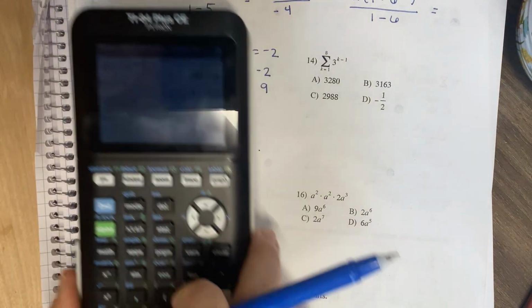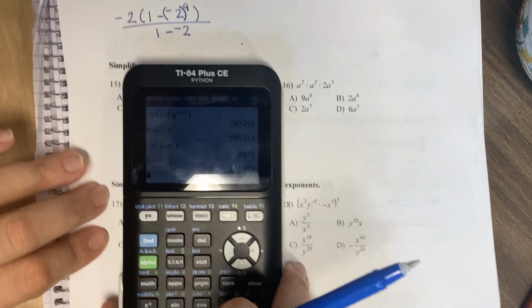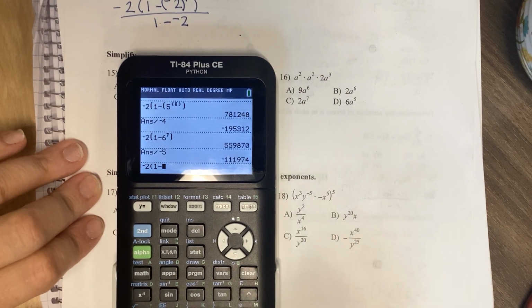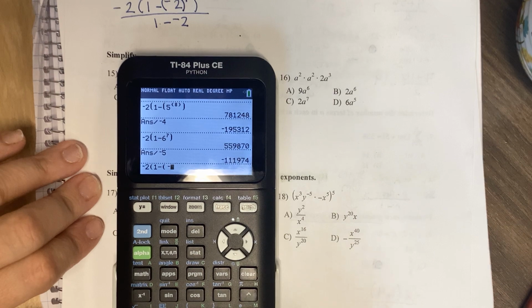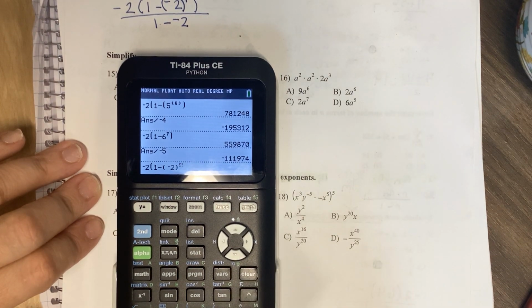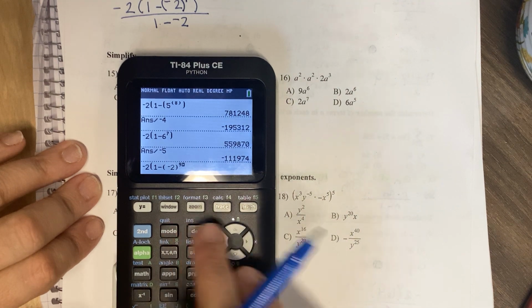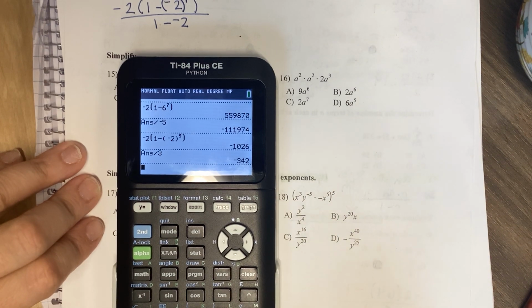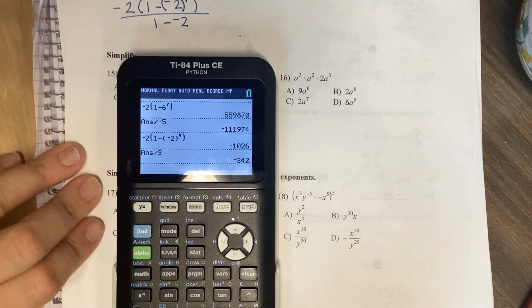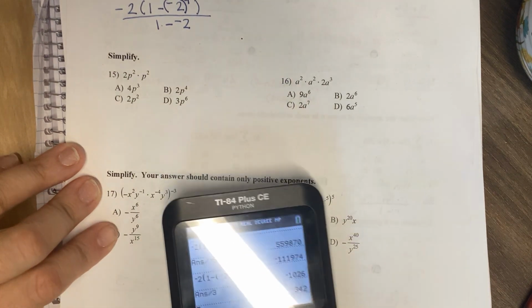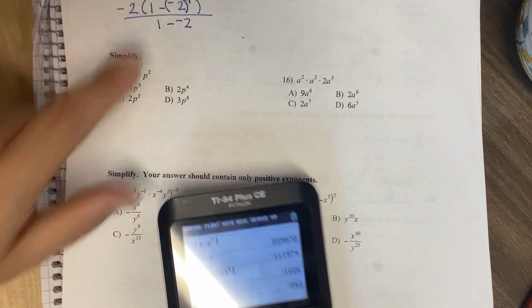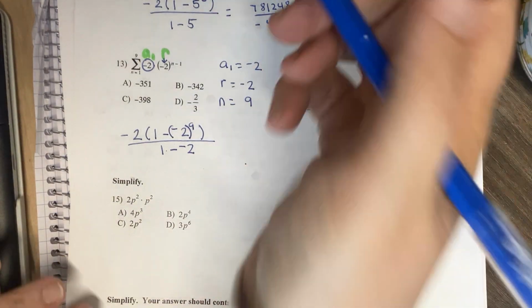So you put it on your calculator: -2 times 1 minus -2 to the 9th. And then we'll divide that by 3, because 1 minus -2 is 3. So it's B.